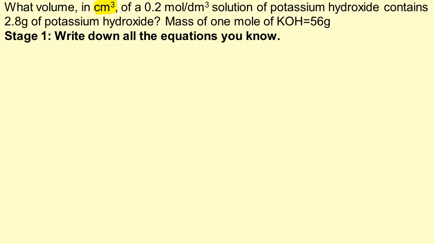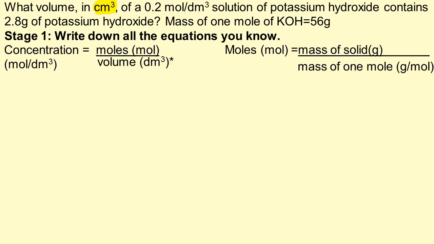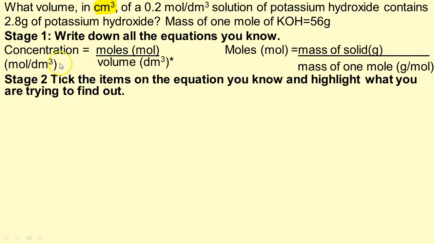Stage 1, write down all the equations you know. By the way, for this question, you should see if you can do it all on your own. So we have concentration is equal to moles over volume in decimeters cubed, and we have moles is equal to mass of solid divided by mass of 1 mole. Stage 2 is identify what we know in the equations. We know the concentration. We also know the mass of solid, also being given the mass of 1 mole. What we don't know is the volume, and we don't know the number of moles.